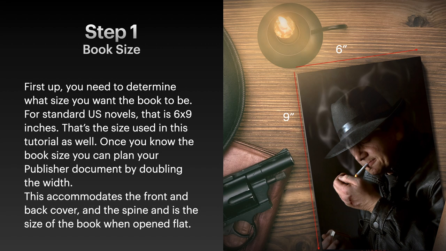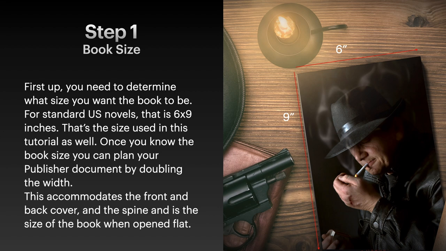Now, the book size. First up, you need to determine what size you want your book to be. Now, this may sound easy, but if you look on the Kindle or Kindle Direct Publishing site or any of those, you will see that there are quite a variety of sizes. The US novel size, the standard size, is 6 by 9 inches, and that's what we'll start with here. As you become a little more confident or want a different book size, you simply apply the different measurements, and that's fairly straightforward.